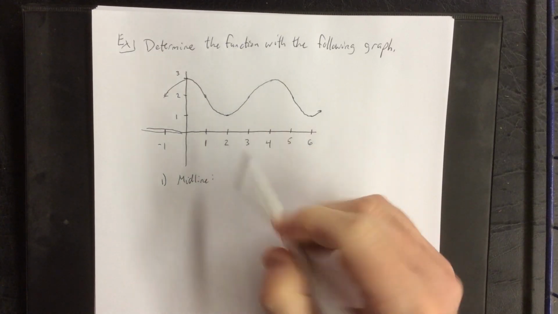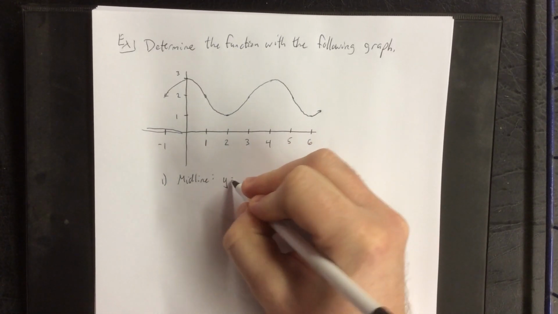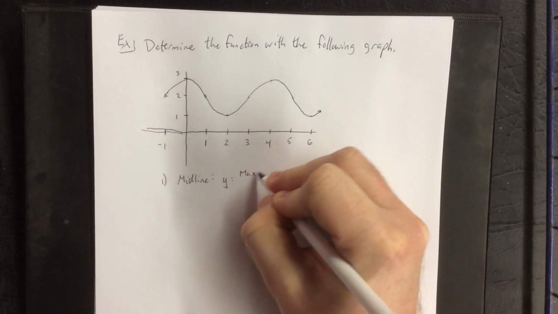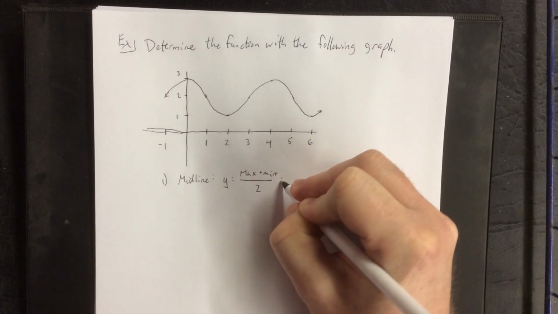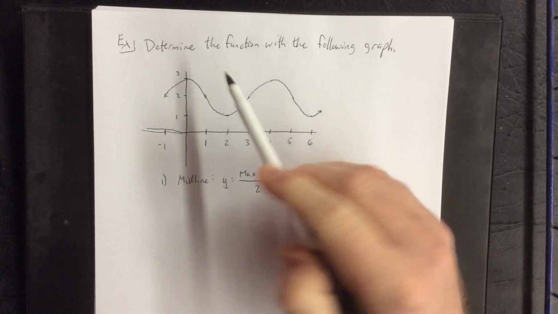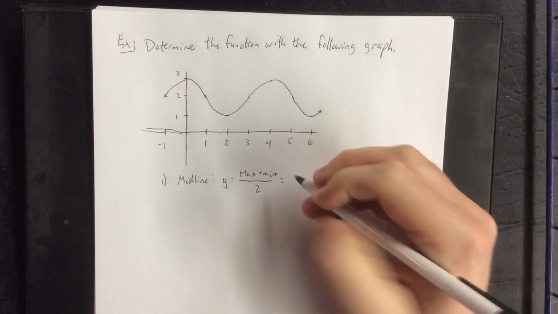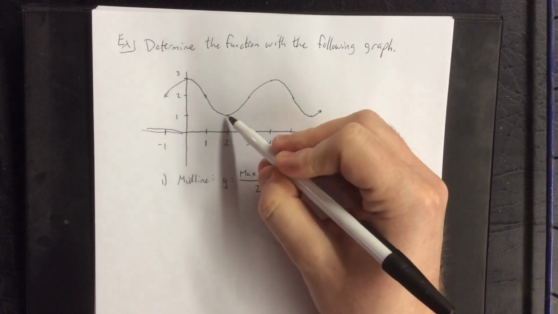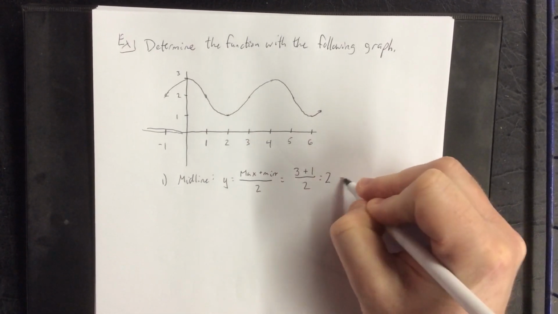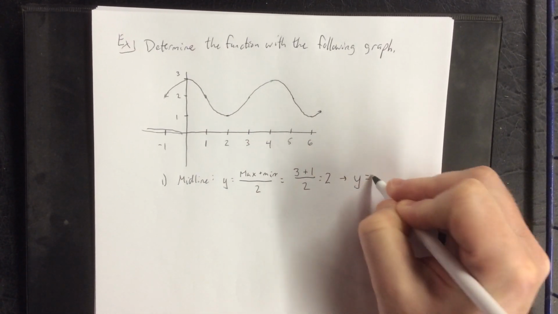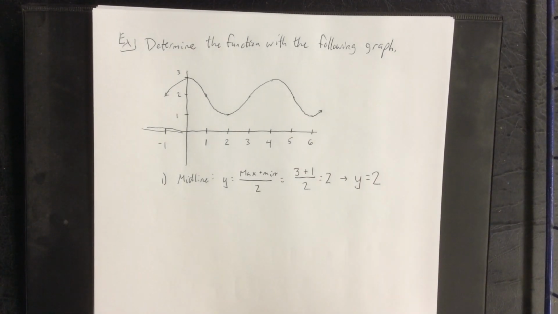So, in order, first let's go for the midline. Midline is supposed to be halfway between a maximum and a minimum. Halfway between a maximum and a minimum will be maximum plus minimum divided by 2, the average of the maximum and minimum. I see that the maximum y value is at 3. The minimum y value is at 1. And taking the average of those, we get 2. So the midline is going to be y equals 2.